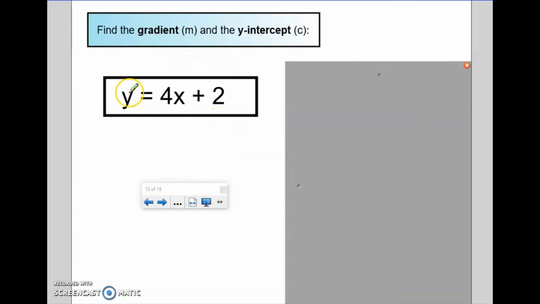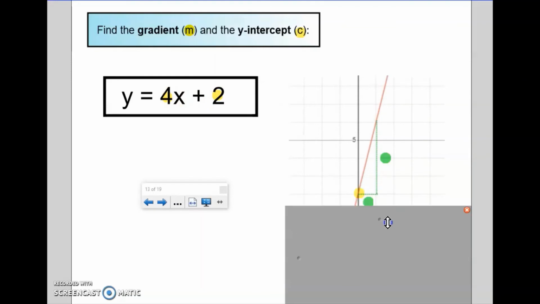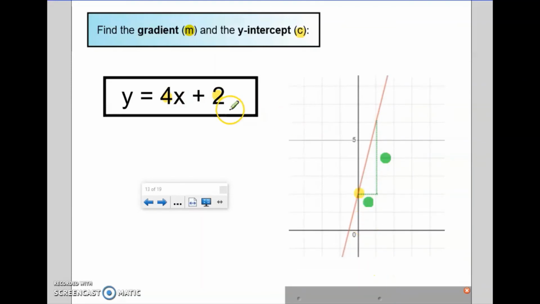Okay, so if I give you an equation of a linear graph, y equals 4x plus 2, and I ask you to find the gradient, which we could call m, and the y-intercept, which we could call c, it's quite straightforward. This is already in the correct order. y equals mx plus c. The m value is 4, and the c value is plus 2. So what that would look like on a graph is it would look like this. You can see that the plus 2 is shown here, highlighted in yellow. The red linear graph crosses that y-axis at 2.